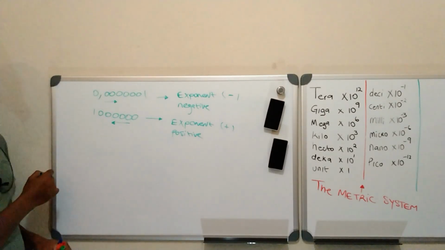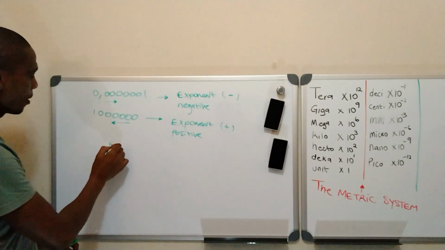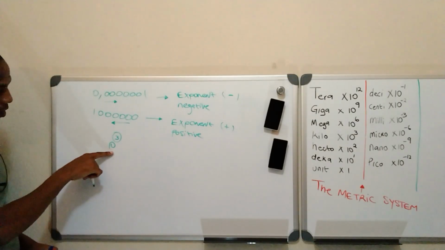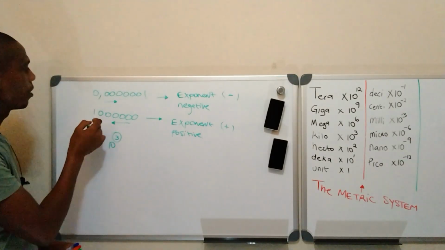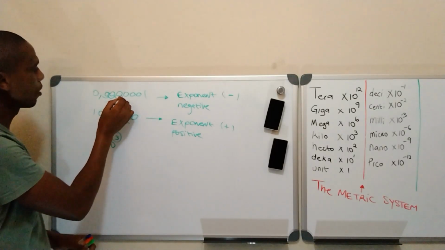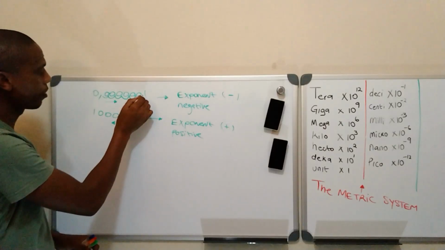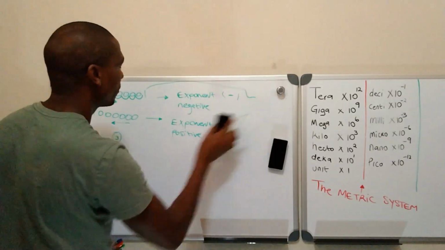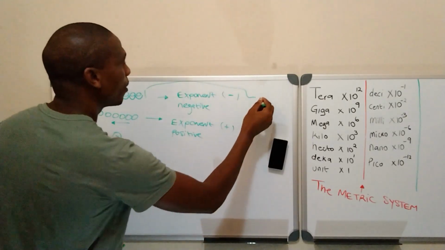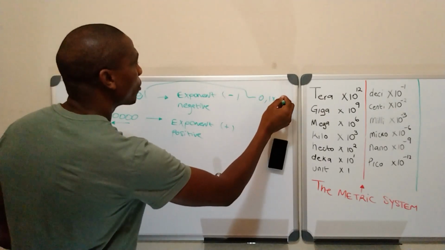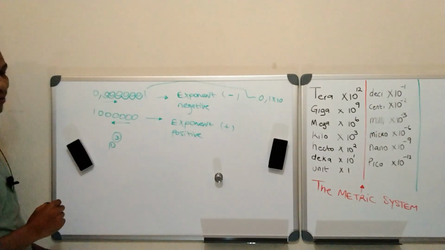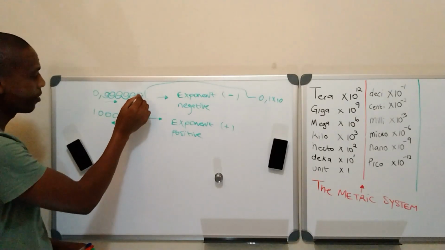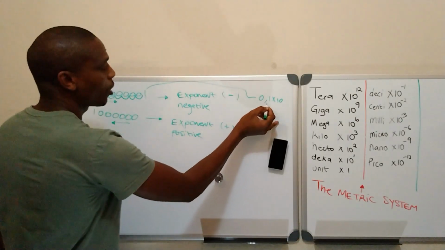What is an exponent? If I write 10 to the power 3, 3 is an exponent. 10 is the base, 3 is the exponent. So let's count this one and see. It's 1, 2, 3, 4, 5, 6. So we're going to put a 0 here. So this is more like 0.1 multiplied by 10 to the power... we just counted now. It's 1, 2, 3, 4, 5, 6. Is 6 positive or negative?